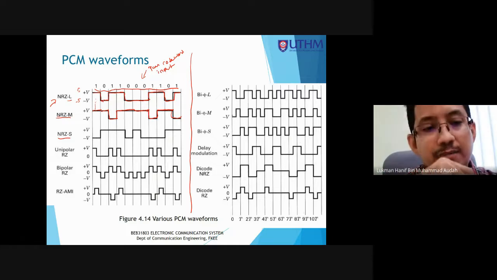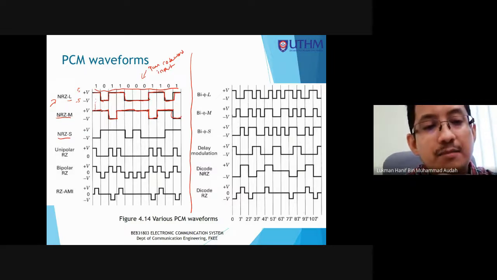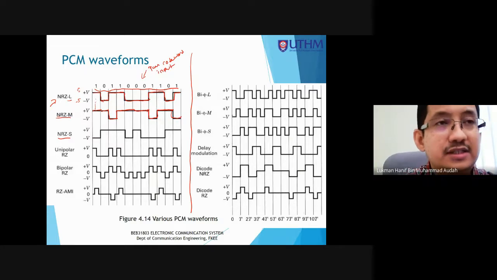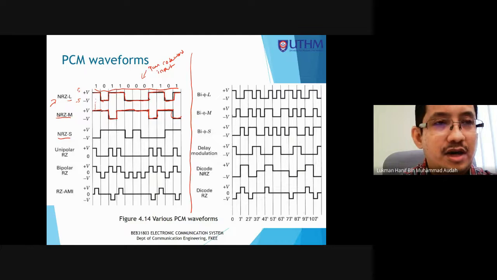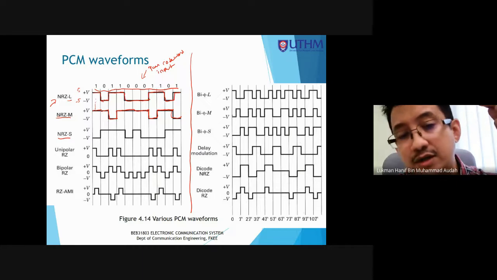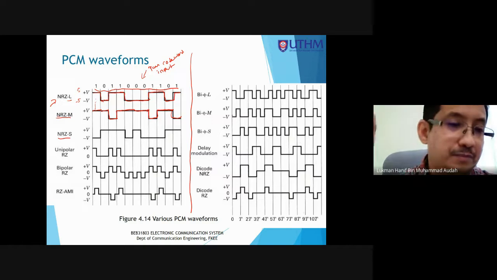Ini terbalik lah. Maknanya setiap kali logik kosong akan menghasilkan perubahan polarity pada output. Okay. So input logic 1, setiap kali ada input logic 1 tidak ada perubahan. Dia terbalik daripada NRZM. Okay. Hanya kalau ada input kosong, logik kosong, barulah mengalami perubahan polarity pada output. Sekiranya input adalah logik 1, tidak ada perubahan pada output.